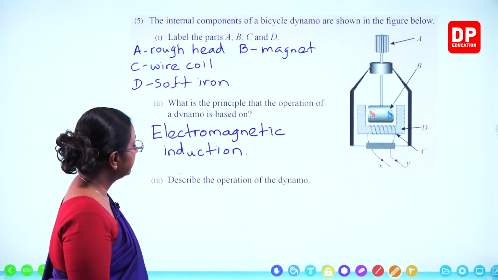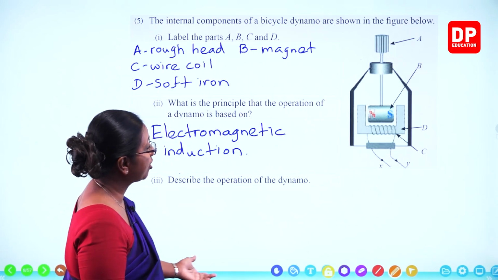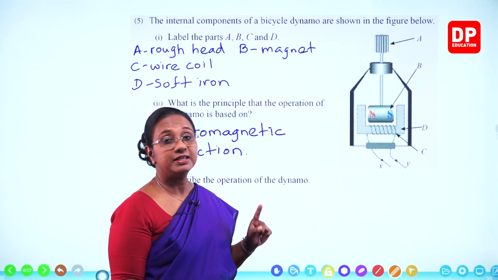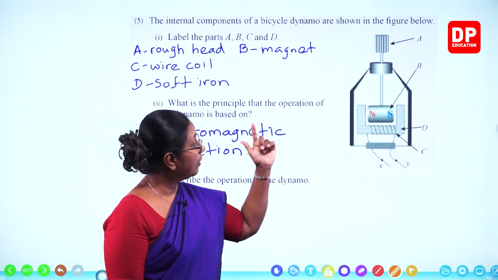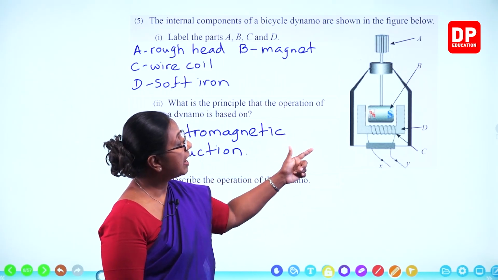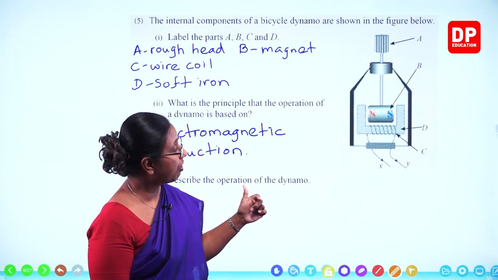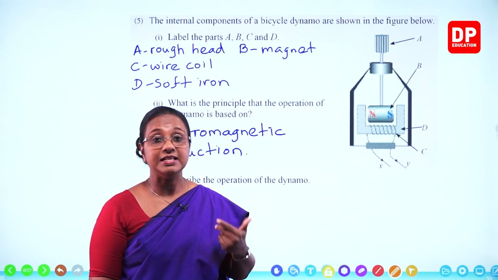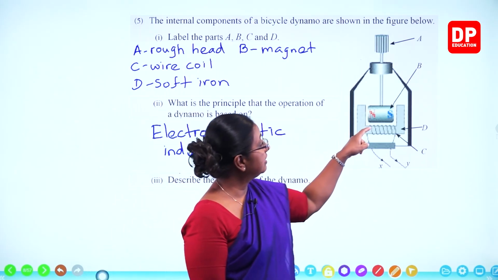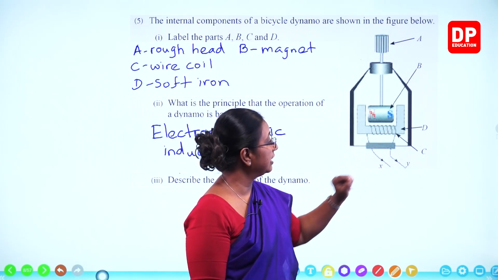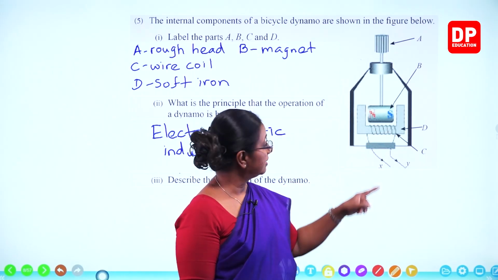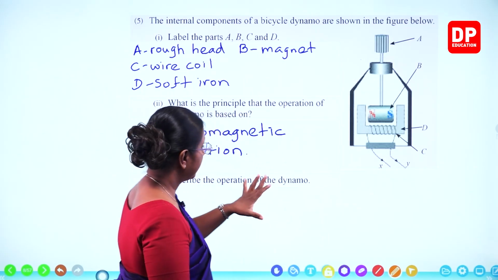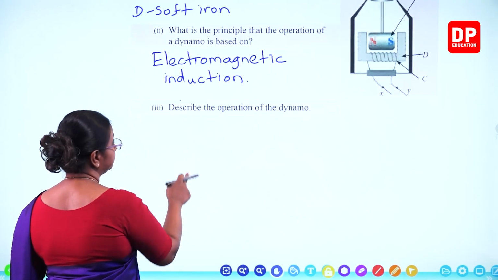Then the third one, describe the operation of the dynamo. I already told you all, when you ride the bicycle, the tire rotates. The rough head that is in contact with the tire also rotates. When the rough head rotates, the bar magnet connected to the rough head by that rod also rotates. So when the magnet is rotating, the magnetic field lines are changing. Because of that, there is an induced electromotive force in the wire coil that generates the current, and the current will be an alternating current. That is how the dynamo functions.